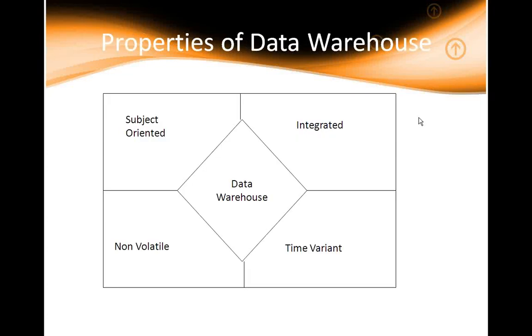So the end user, the higher management, can take their decisions, right? So there are some basic properties of a data warehouse. It is integrated. As I told you, data from various sources will be integrated, transformed and loaded into a single place. So integrated is one of the properties.